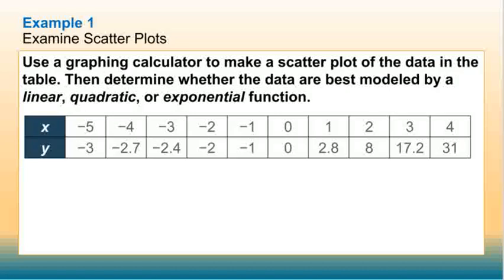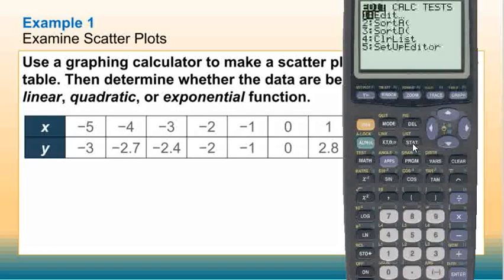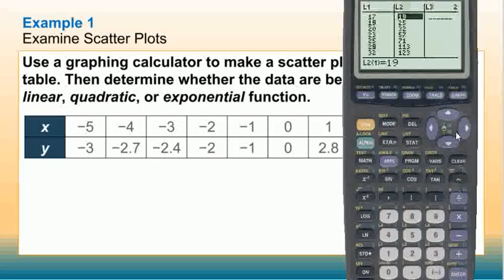So our first example: use a graphing calculator to make a scatter plot of the data in the table and then determine whether the data are best modeled by a linear, quadratic, or exponential function. To do this, we need to grab our calculators. To get to the table, we hit Stat, hit Edit, and if you have data in here, just hit Clear and hit Enter, and do that in both.